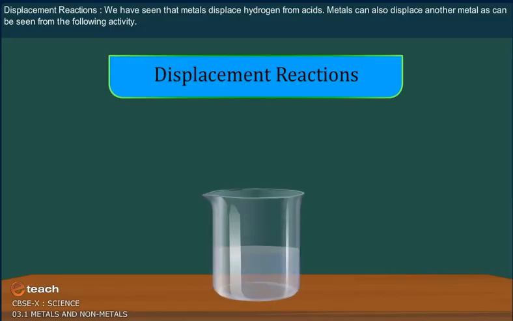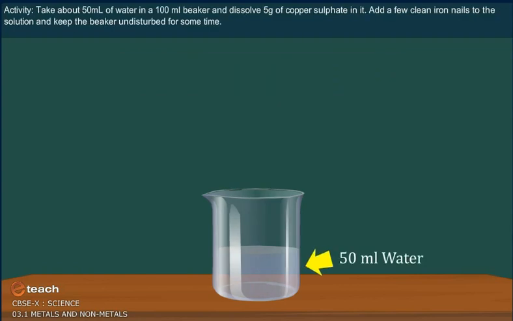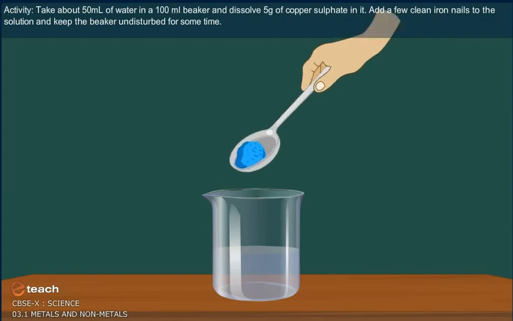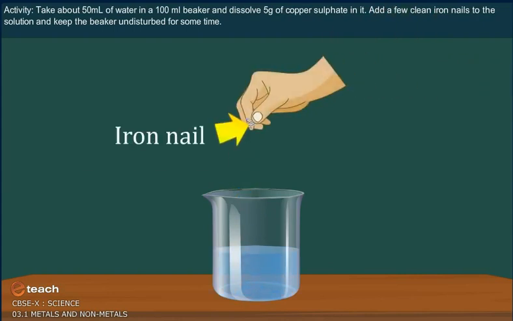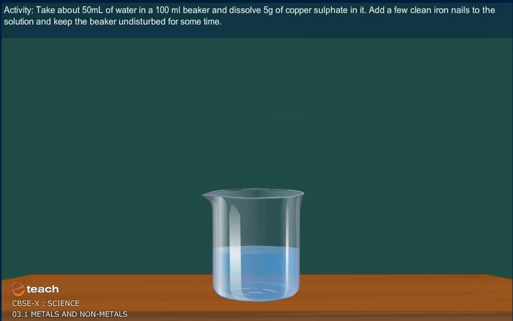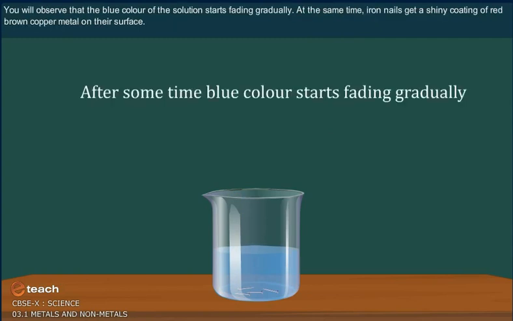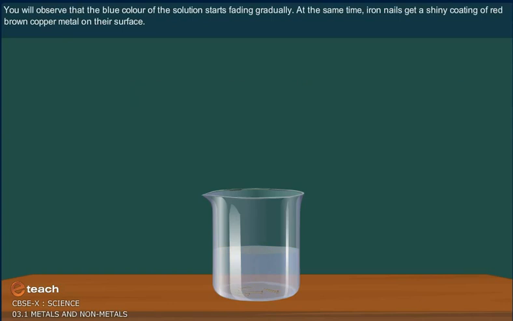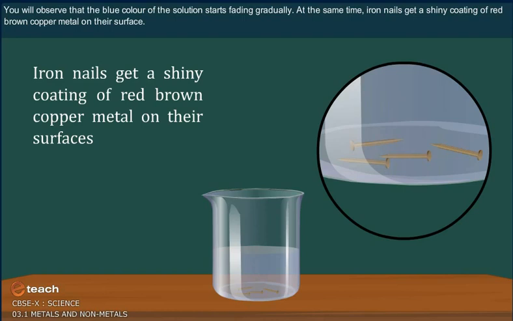Displacement reactions. We have seen that metals displace hydrogen from acids. Metals can also displace another metal, as can be seen from the following activity. Activity. Take about 50 ml of water in a 100 ml beaker and dissolve 5 gram of copper sulfate in it. Add a few clean iron nails to the solution and keep the beaker undisturbed for some time. You will observe that the blue color of the solution starts fading gradually. At the same time, iron nails get a shiny coating of red-brown copper metal on their surfaces.